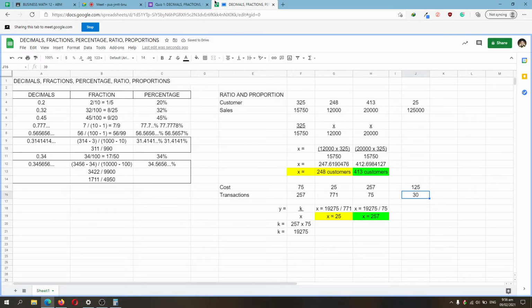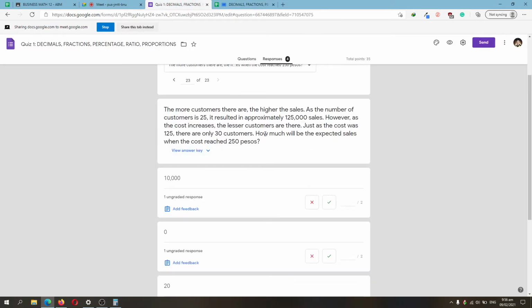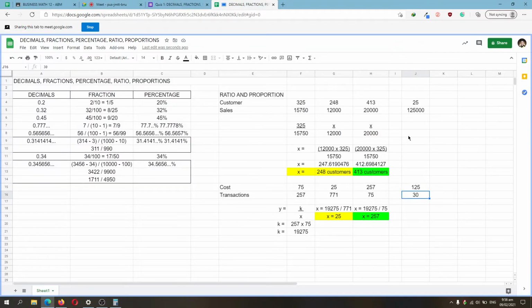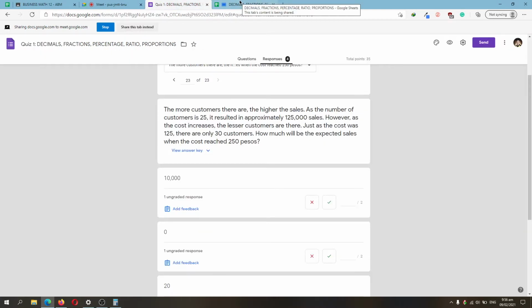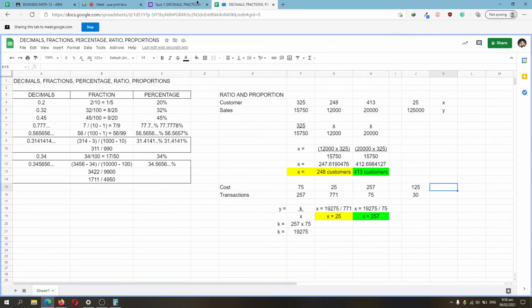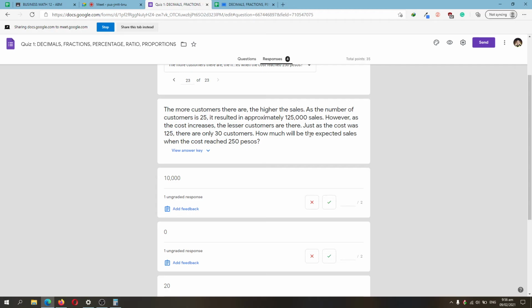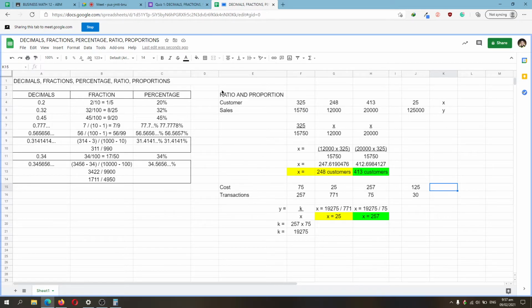Ayan. So, if ganito yung tanong natin, how much will be the expected sales when the cost reach 250 pesos? So, ang sales natin, hindi natin alam. So, ito yung Y. Ito yung X natin. Tapos, dito, meron tayong tinatawag na the cost is 125, 30. So, anong gagawin natin? Kailangan makuha natin na ang expected sales when the cost is 250 pesos. So, given sa atin ang cost. Ang cost ay 250 pesos.